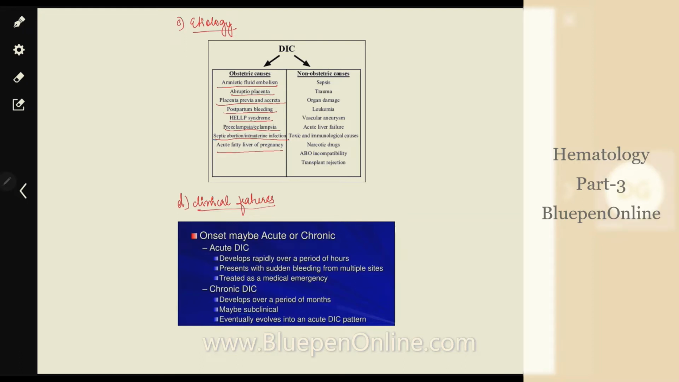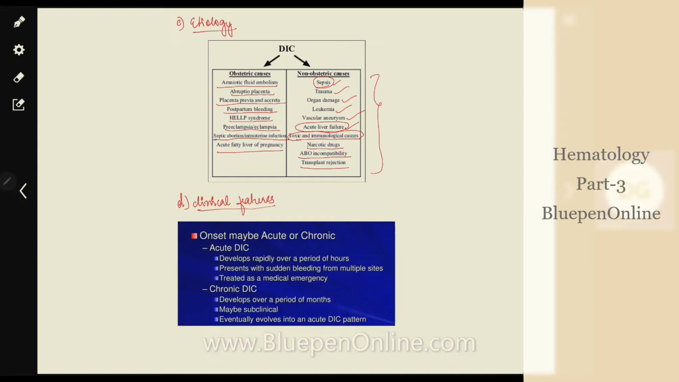The non-obstetric causes of DIC include sepsis, trauma, organ damage, leukemia, vascular aneurysm, acute liver failure, toxic and immunological causes, narcotic drugs, ABO incompatibility, transplant rejection. These are our non-obstetric causes. Out of these, the most important to remember are sepsis, acute liver failure, and toxic and immunological causes.